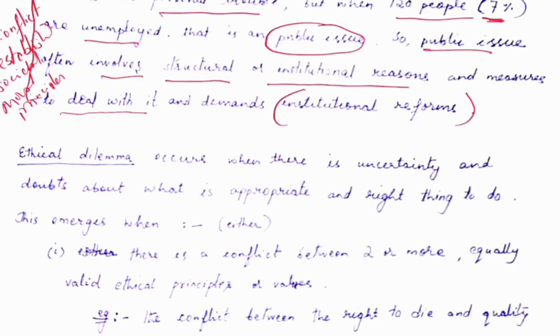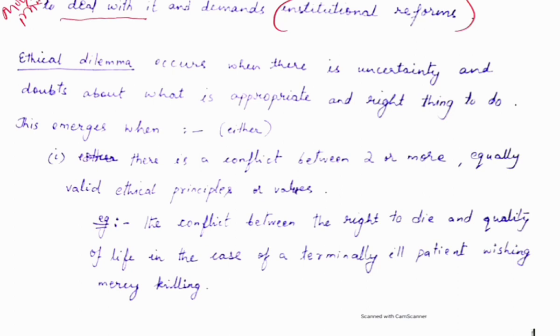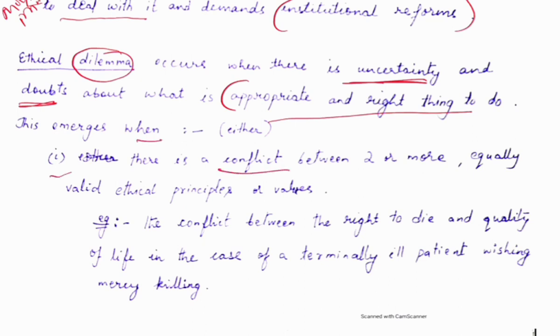Now coming to ethical dilemma. An ethical dilemma occurs when there is uncertainty and doubt about what is the appropriate and right thing to do. So if you have a doubt whether a thing, your activity or a decision is the right thing or not, there you will face this dilemma. Now, this emerges when there is a conflict between two or more equally valid ethical principles or values. When there are two values which are equally ethical, but there is a conflict between the two.